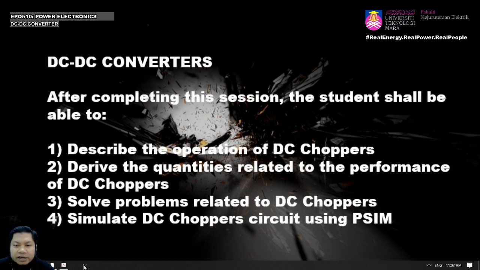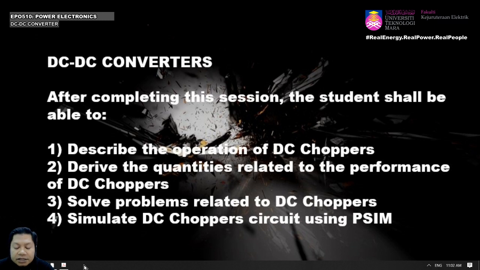We're going to continue with the new topic on DC-DC converters. We have discussed the rectifier, AC to DC, and now we have DC-DC converters. This is the session's outcomes, which is after completing this session, the students shall be able to. By the way, DC-DC converters are also known as DC choppers, because you chop the input voltage, right? So that's why it's known as DC choppers.